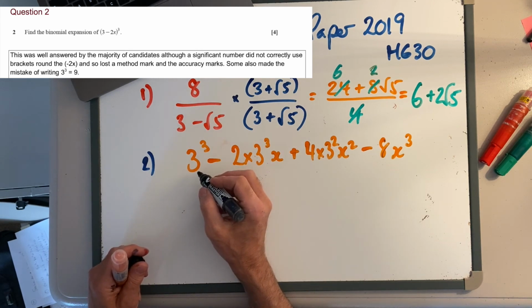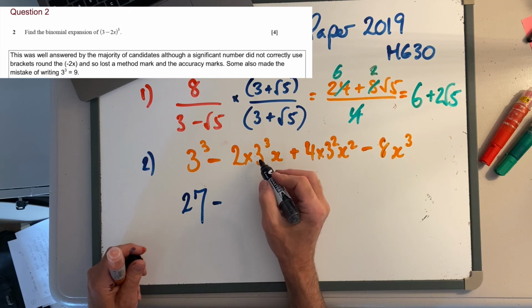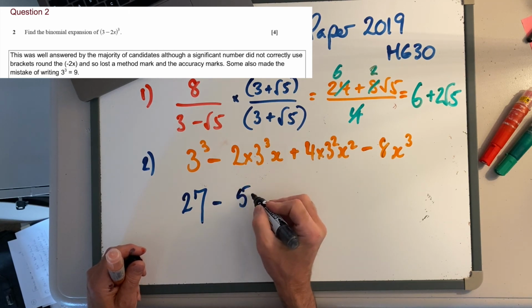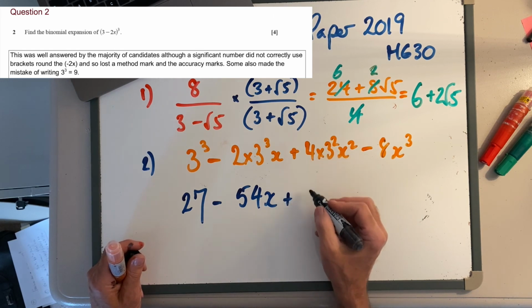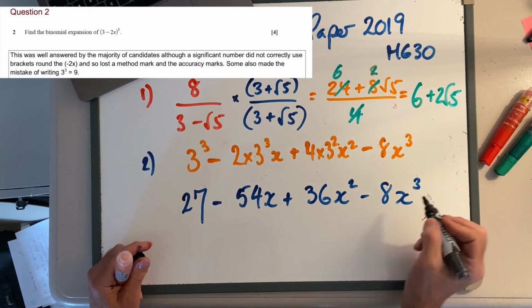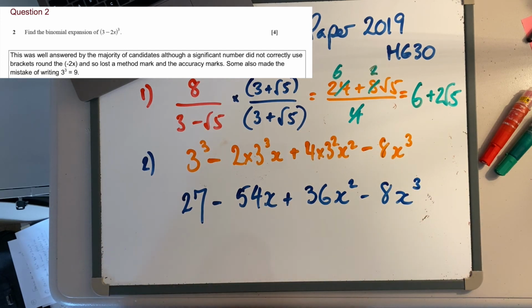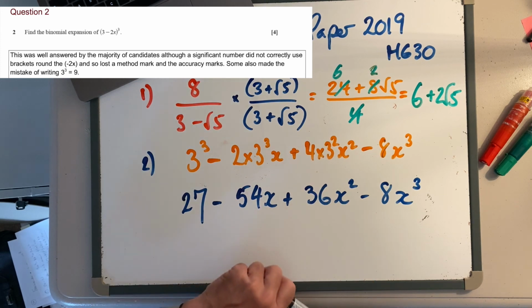So 3 to the power of 3 is 27. Minus 3 to the power of 3 is 27 times 2 is 54. 9 times that is 36. So there you go. So that's questions 1 and 2 done. In a minute, I'll do question 3.